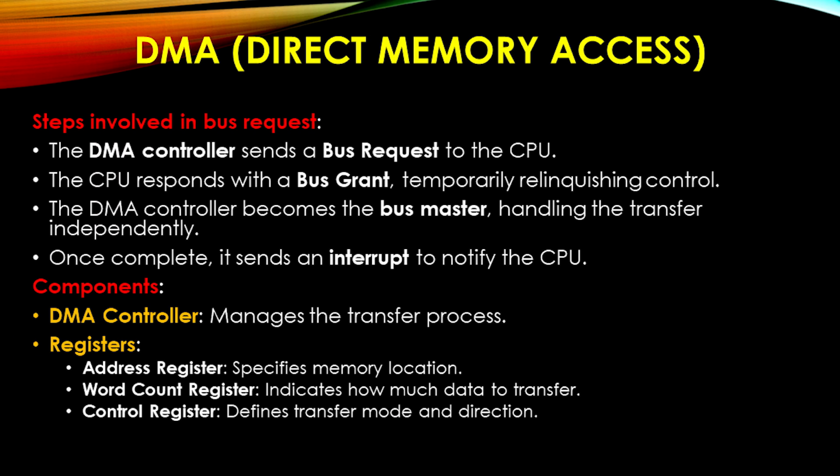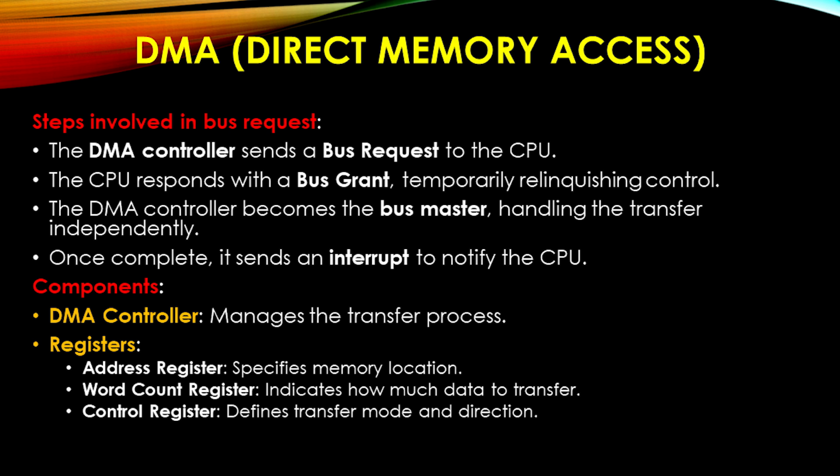We will see the steps involved in bus request. The DMA controller sends a bus request to the CPU. The CPU responds with a bus grant, temporarily relinquishing control. The DMA controller becomes the bus master, handling the transfer independently. Once completed, it sends an interrupt to notify the CPU about the completion of the transfer.